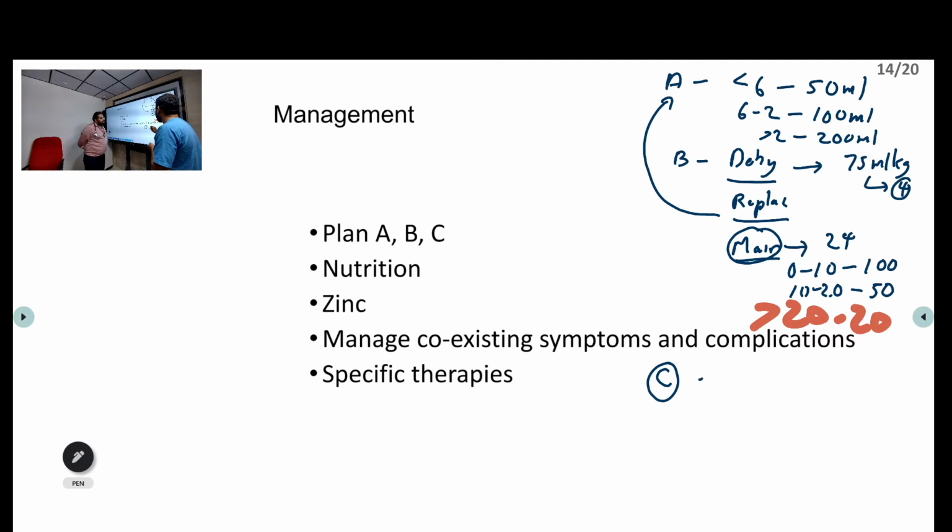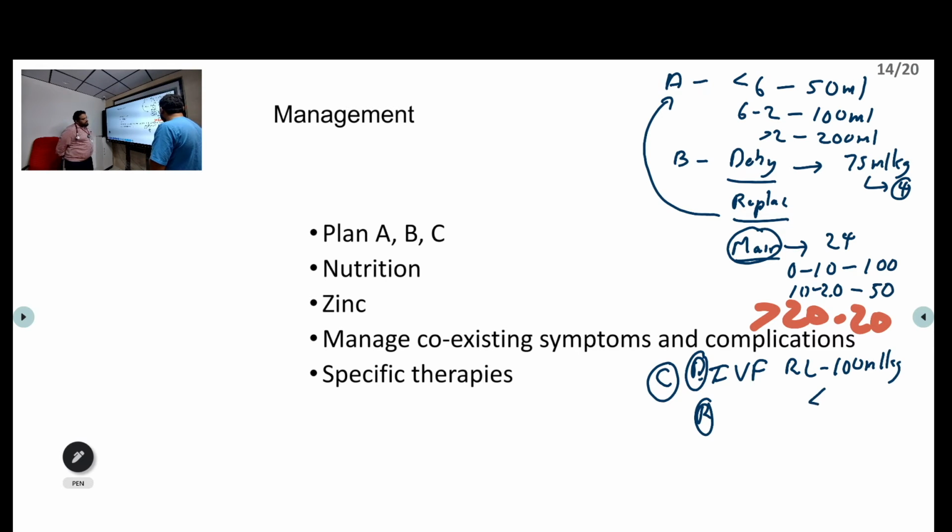That is, Ringer lactate IV fluid is preferred. That is for correction of dehydration. Then we come to replacement. Replacement is the same and maintenance also is the same. The only thing is that you have to correct the hypotension. The Ringer lactate IV fluid is given at a dose of 100 ml per kg.